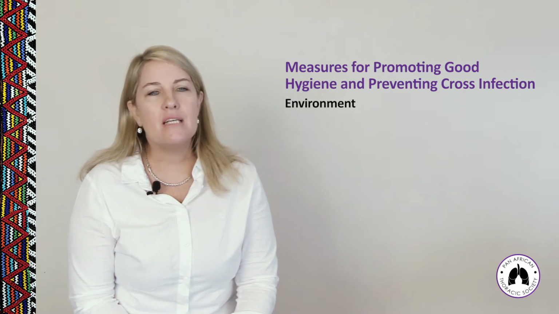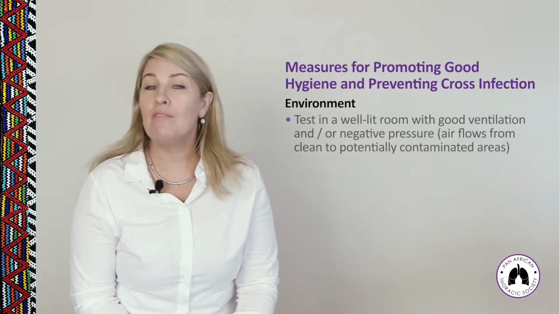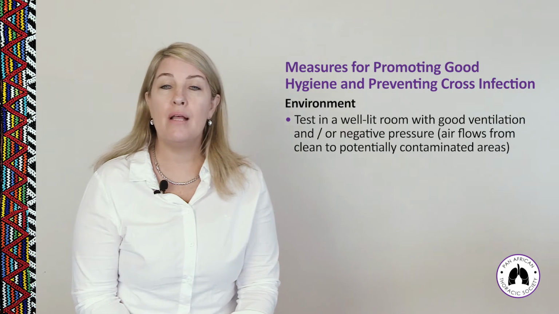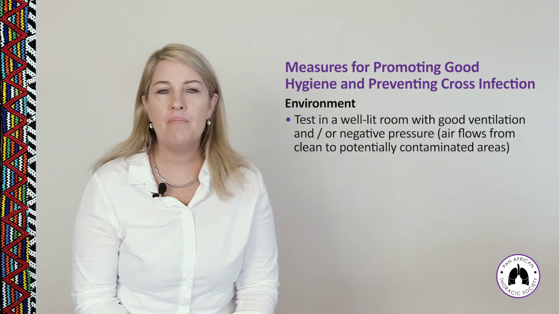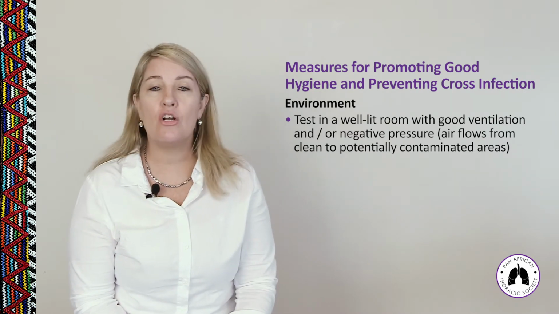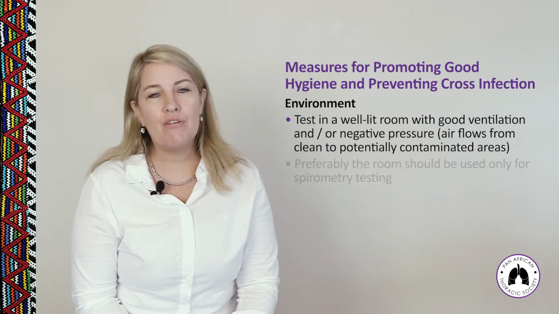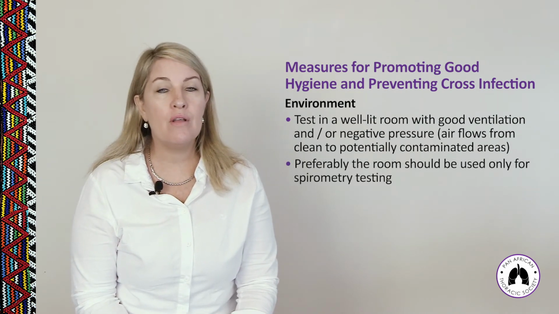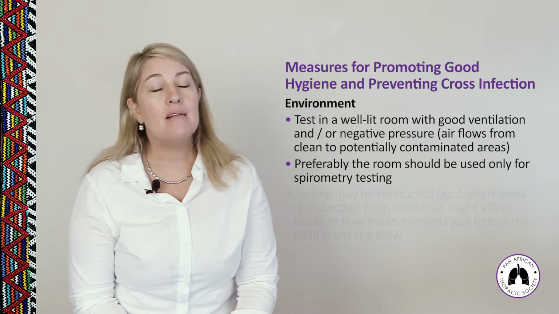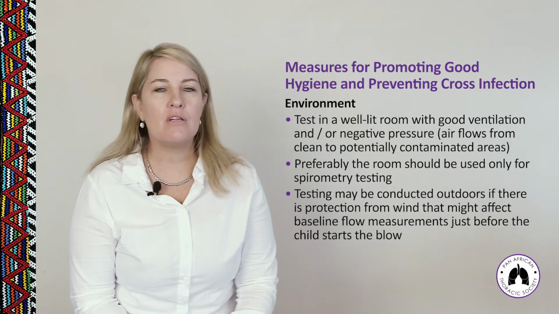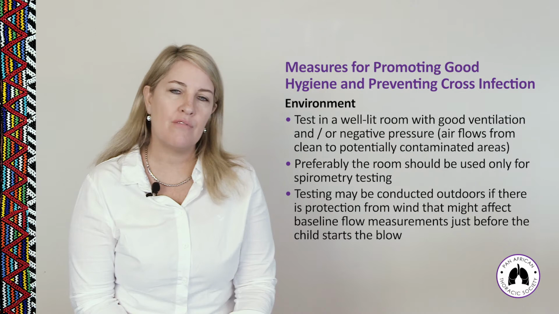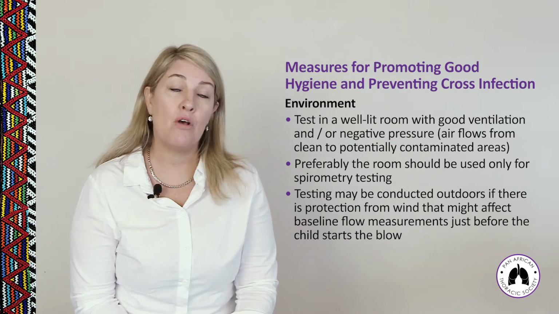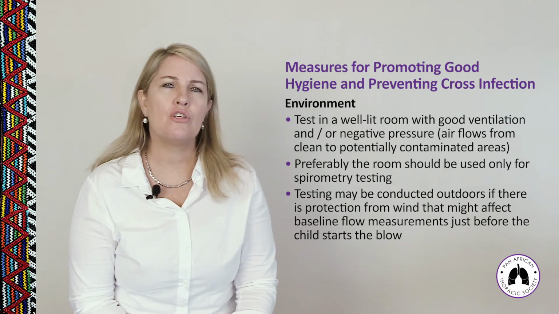The environment for testing should be a well-lit and well-ventilated room. So there should be negative pressure, airflows from clean to potentially contaminated areas. Preferably, the room should be used only for spirometry testing. Testing in some instances may be conducted outdoors if there is protection from wind that might affect baseline flow measurements just before the child starts to blow.